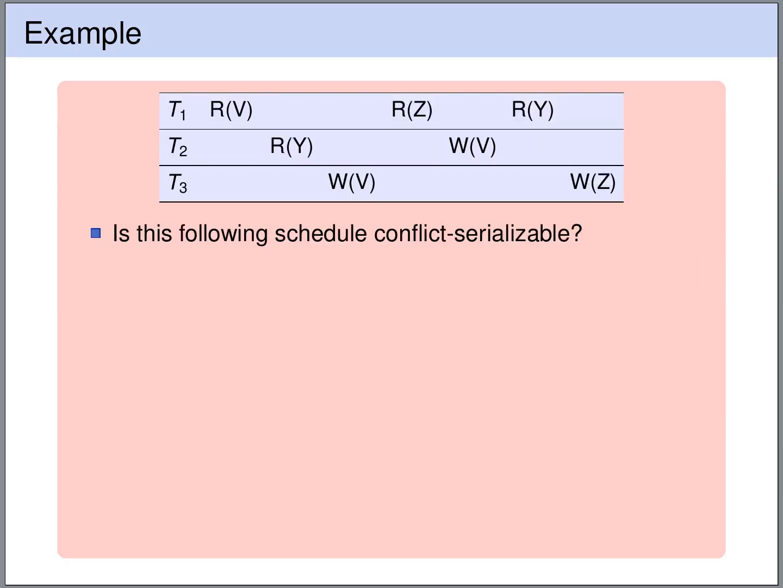Let's have a look at another example. Let's determine whether this schedule is conflict serializable. We have 3 transactions, T1, T2, T3, so we get a precedence graph with 3 nodes, T1, T2, and T3. Let's have a look for conflicts. Here we have a read of V, does not conflict with the read of Y, but it does conflict with this write of V. So read of V and write of V conflict, so we get an edge from T1 to T2 in the precedence graph.